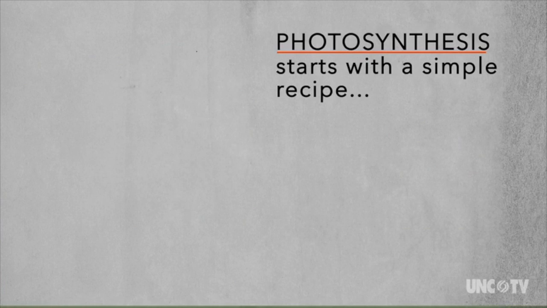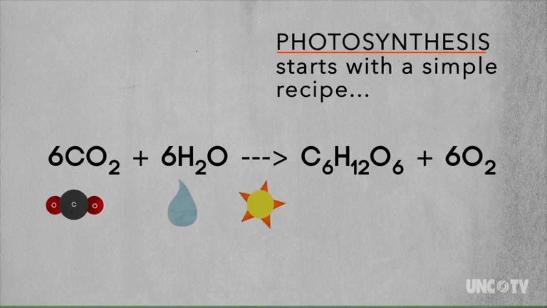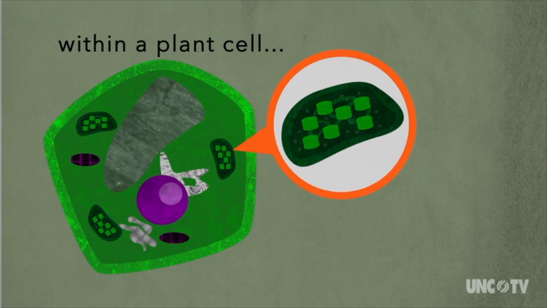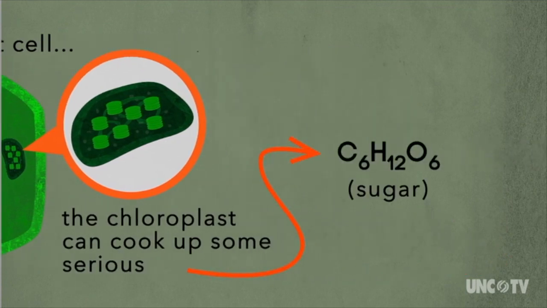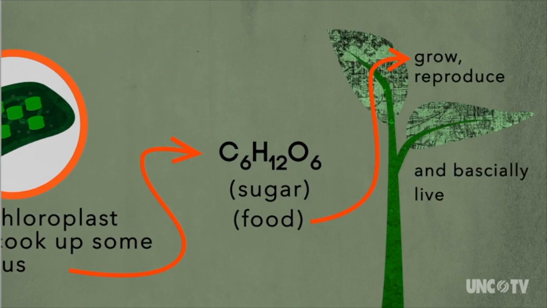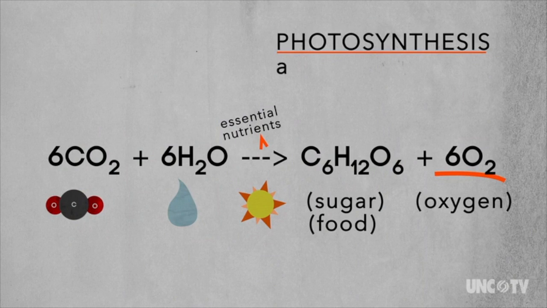If you boil it down, photosynthesis starts with a simple recipe. Take a little carbon dioxide from the atmosphere, add some water and sunlight, throw in some essential nutrients, and within a plant cell, this little kitchen, known as the chloroplast, can cook up some serious sugar, or in other words, food. It uses this food to grow and reproduce and basically live, and what it doesn't use up, it stores for later. And let's not forget that during this whole process, oxygen is produced as a byproduct.